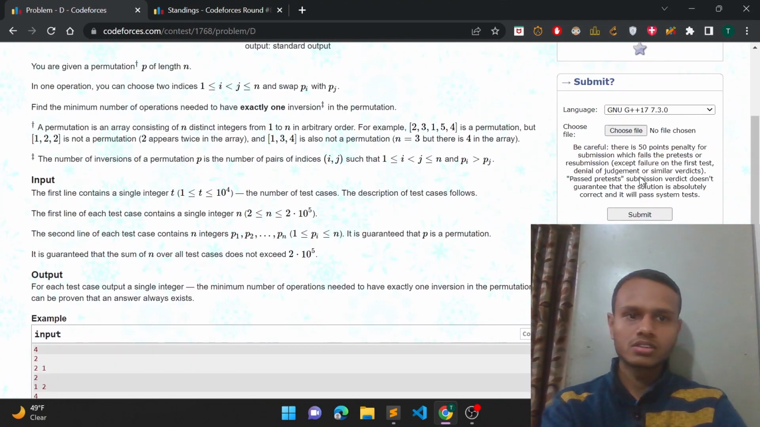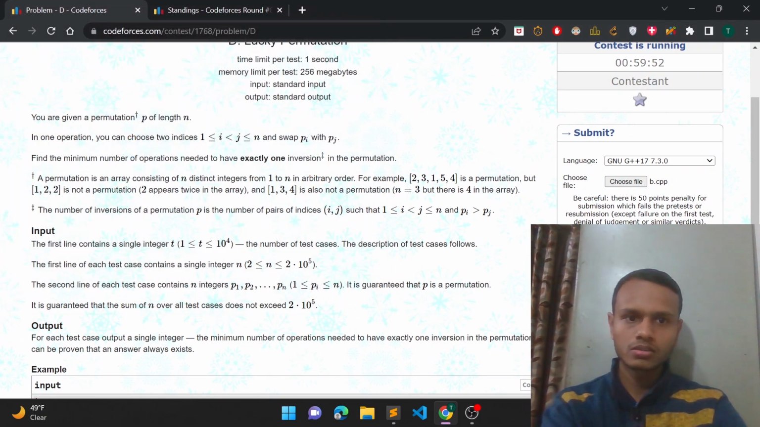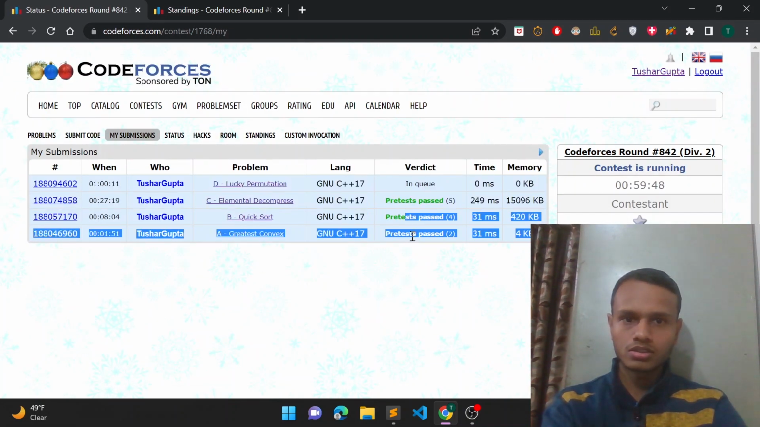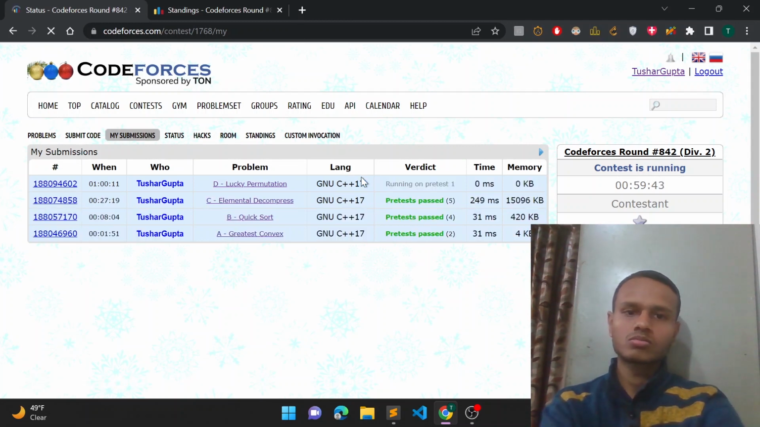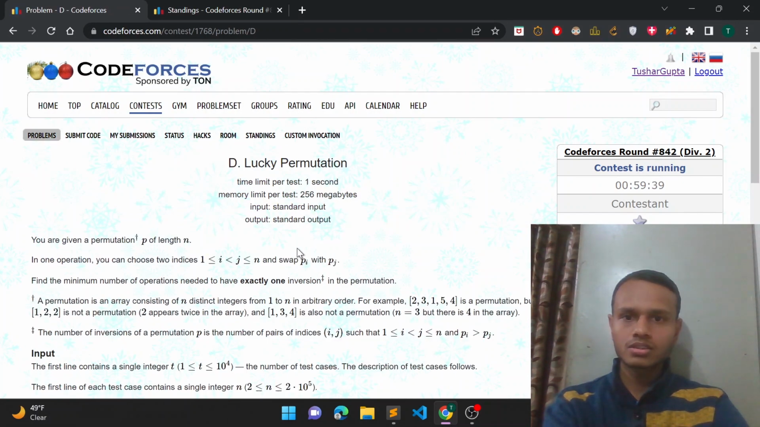I mean, this is just a pure pattern finding thing. If it works, well and good. If it doesn't, don't know. Yeah, wrong answer on second test.